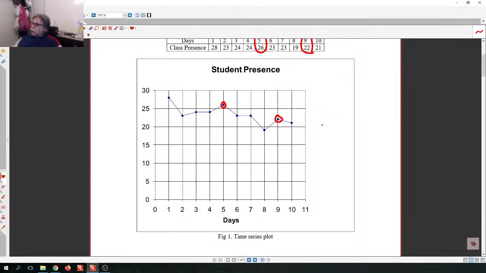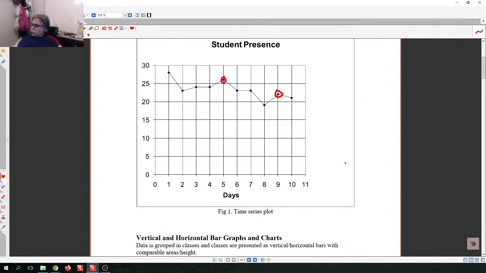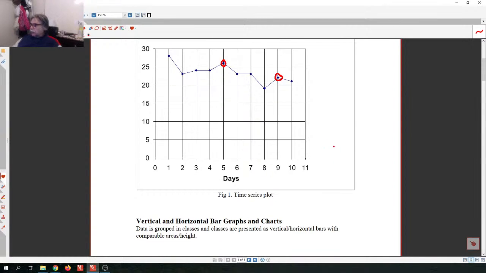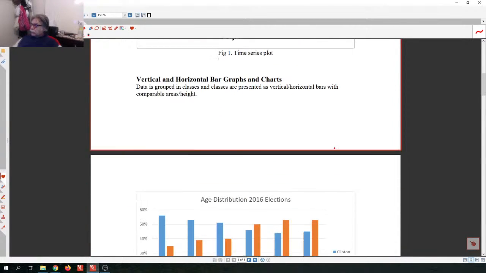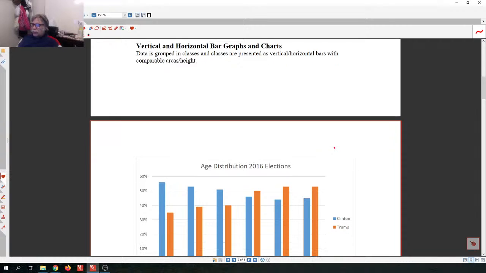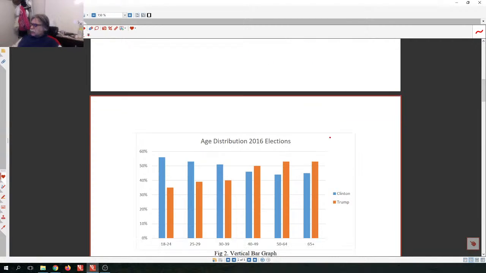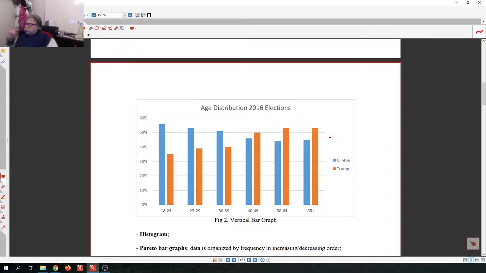So that's one type of a time series plot. Another type of a diagram, another type of a chart, time series plot. Okay? We also have all sorts of different vertical and horizontal bar graphs. So for example, here is another one.